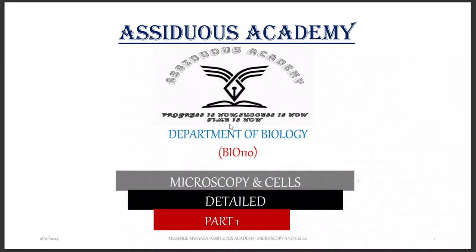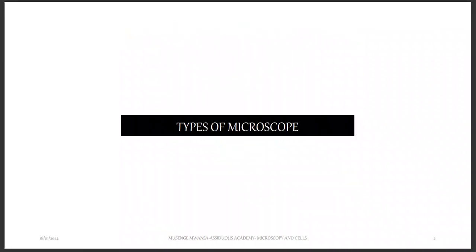All right, so microscopy and cells. So when you're talking about microscopy, now when these cells were discovered, it was necessary to know a microscope because it enabled those people who discovered these cells to be able to view what they are talking about.